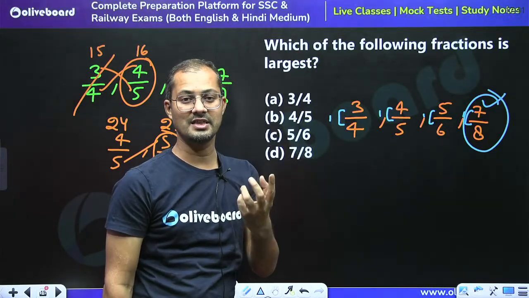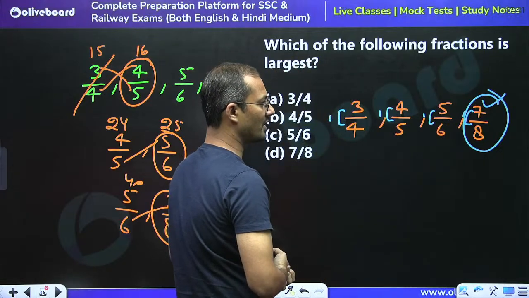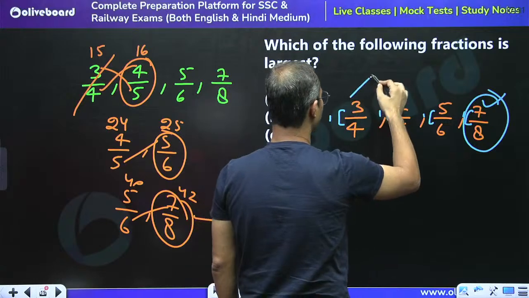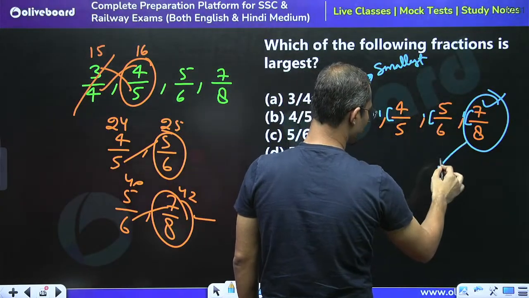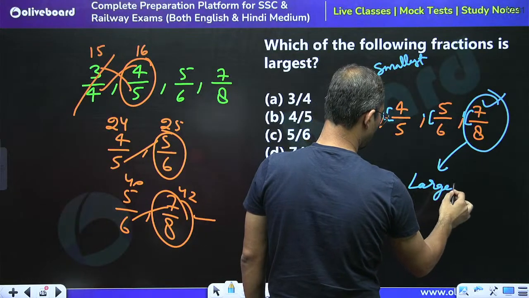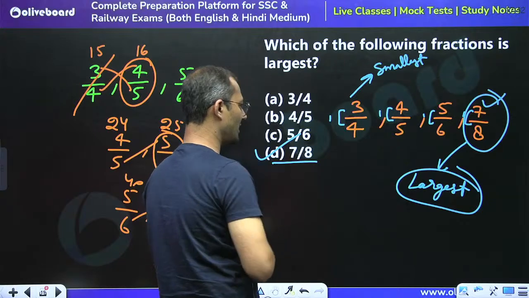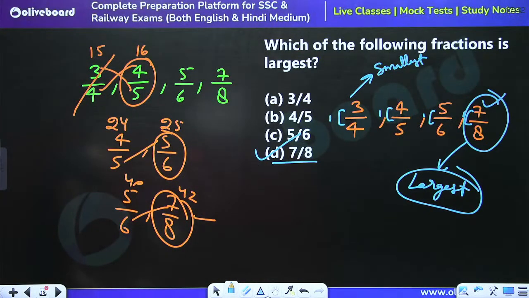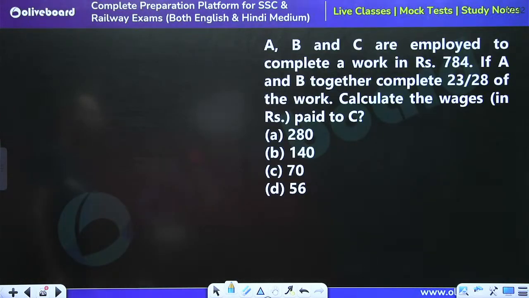In that case, the largest fraction is the one with the largest numerator value and the smallest one is the one with the smallest value in the numerator. So we can say that this is the smallest one and this is the largest one. So 7 by 8 is the right answer. D part is the right answer. Yes. Now tell me what is the answer for this question.